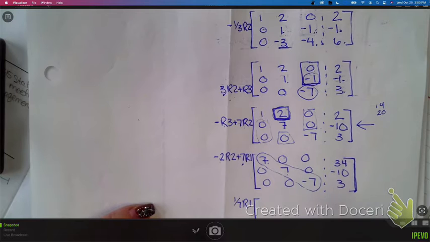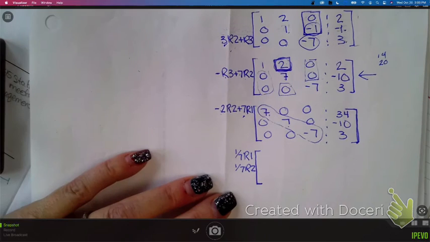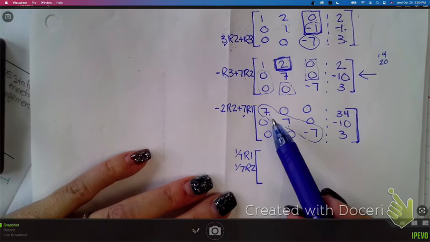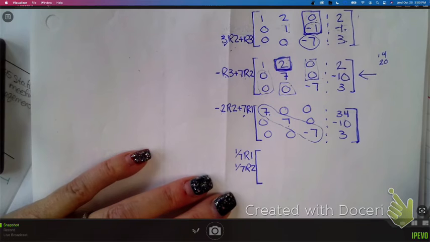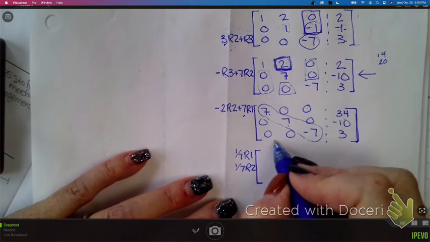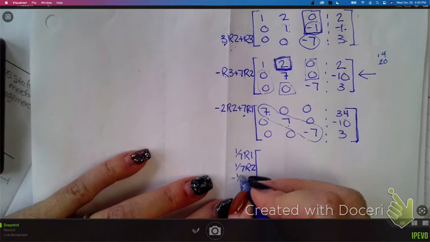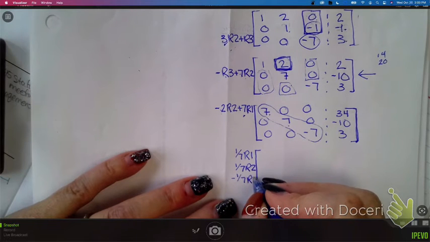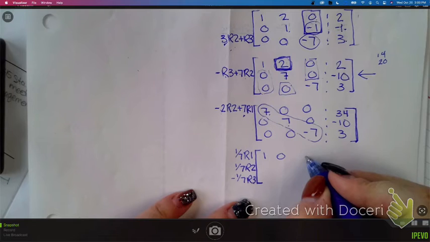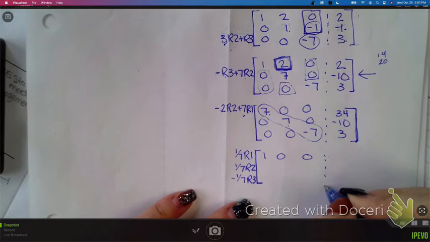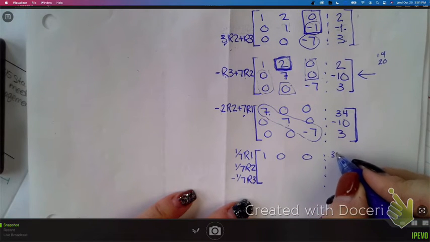For those 7s, I'm guessing you can't do what you did with the 3s. You're going to do the same thing, but now it doesn't matter if we get a fraction because we're done with everything else. Does that make sense? Now, what do I have to do on row 3? Negative 1/7. Why negative? Because the 7's negative. So I get 1, 0, 0, and 34 sevenths.